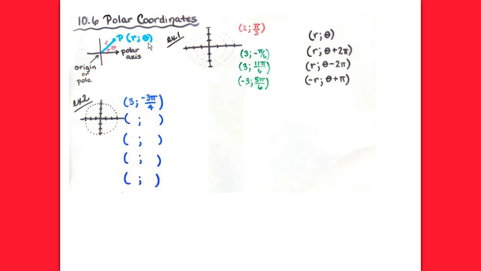If it's (2, 0), I don't know if that's an xy or if that's an r theta. So if there's a comma, I'll know it's xy. If there's a semicolon, then I'll know it's r theta.